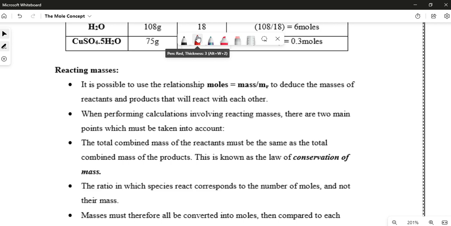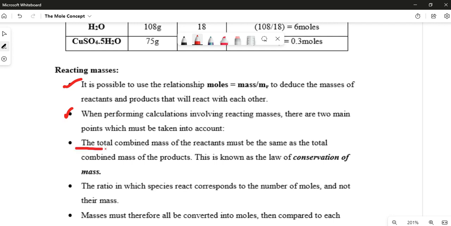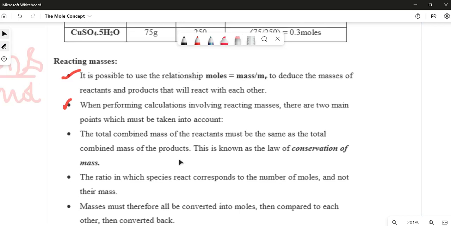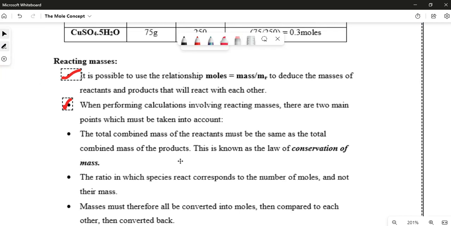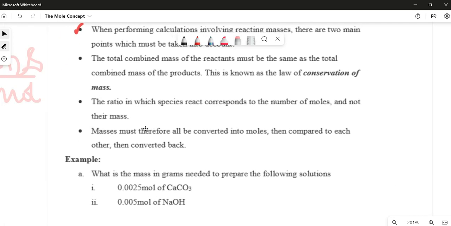Let's look at reacting masses. It is possible to use the relationship moles equals mass over MR to deduce the masses of reactants and products that will react with each other. When performing calculations involving reactant mass, there are two main points that must be taken into account. The total combined mass of the reactants must be the same as the total combined mass of the products. This is known as the law of conservation of mass. So that's something you must remember. But for now, if you're in grade 8, you don't really need to pay special attention to this. As you go ahead in your classes, you'll be taught more about it.